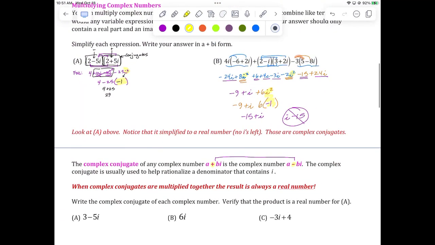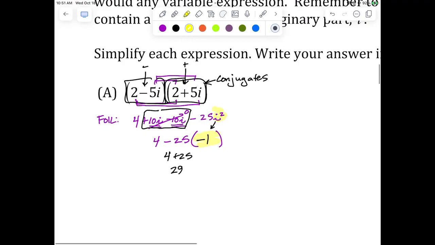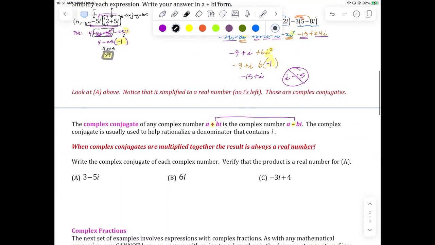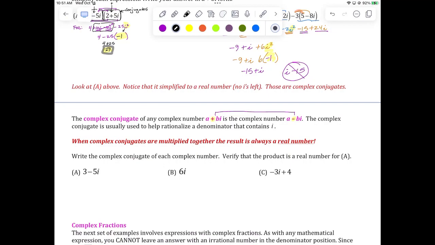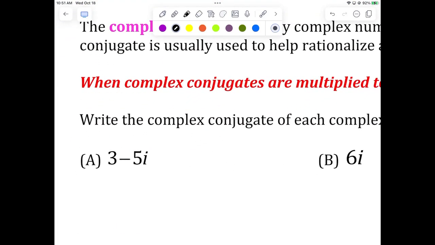Now, if you notice, like up here, whenever we expand two complex conjugates together, we end up with a single number. There's no i's left. It ends up being just a single number. Okay? That's pretty cool. So here's what we're doing on this example. Write the complex conjugate of each number and verify the product is a real number.